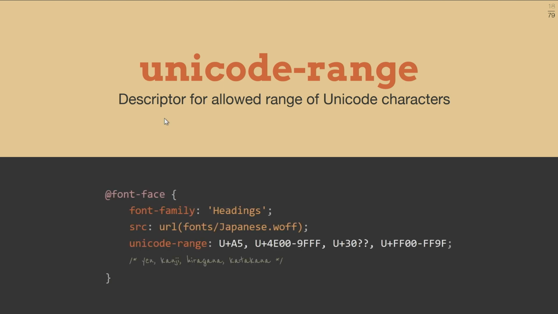So here's an example. We have a font here which is for Japanese, and we have a Unicode range, U+A5, U+4E00 to 9FFF, and so on. And just looking at those numbers, you can immediately see that this is the yen, the kanji, the hiragana, and the katakana, right? Just yeah, nobody can.